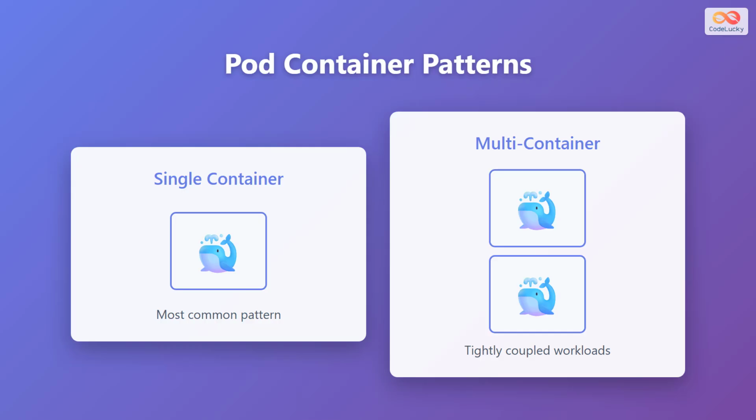Pods can be configured in two main patterns. The single container pattern is the most common approach, where one pod contains just one container. This is how most applications are deployed in Kubernetes. The multi-container pattern is used for tightly coupled workloads, where multiple containers need to work together and share resources. For example, you might have a main application container alongside a logging or monitoring container. Both containers in the same pod can communicate efficiently and share the same network and storage.